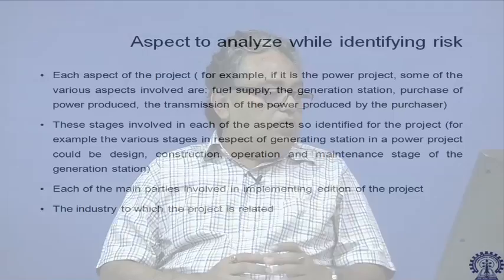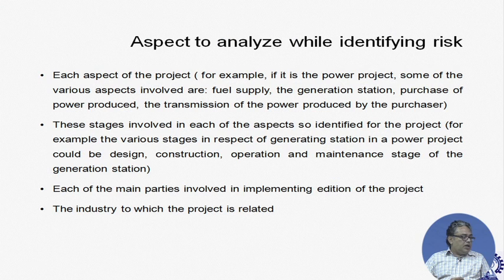Now let me take you to the next aspect of analyzing while identifying the risks. Consider each aspect of the project. If it is a power project, there are various aspects like fuel supply, generation station, power produced, and transmission of the power. Some of these aspects are identified with the particular project. So, that is what I was talking about, which is basically particular risks. So, you should know this particular thing.